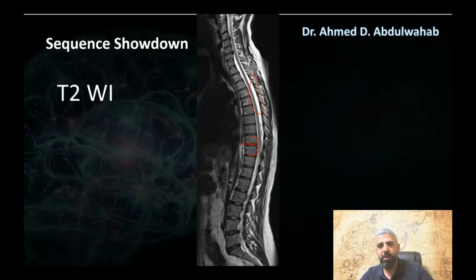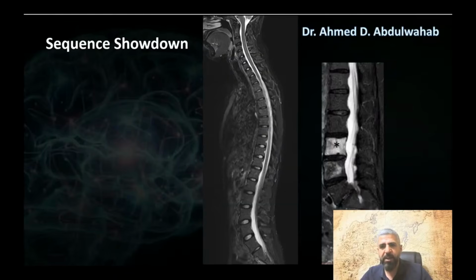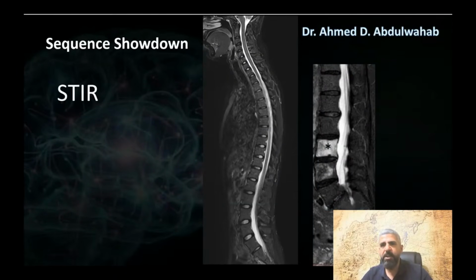Now, let's go to the third question. Guys, look at the screen. Which sequence is that? This is STIR, or you can also call it T2 FATSAT. Everything is dark except edema and the CSF. The bone marrow is dark, the fat is dark, everything is dark except the CSF and edema.